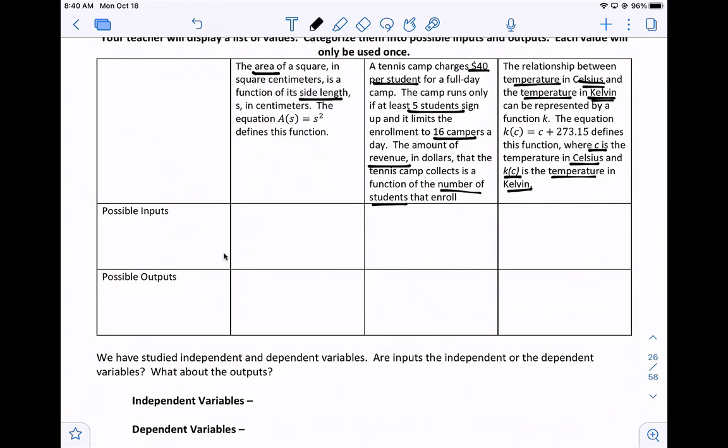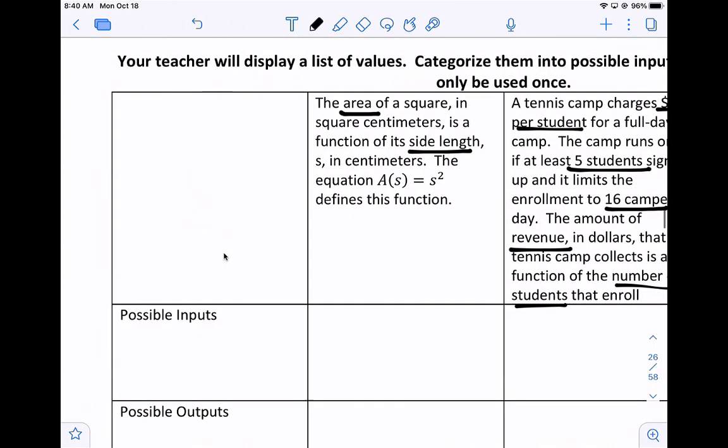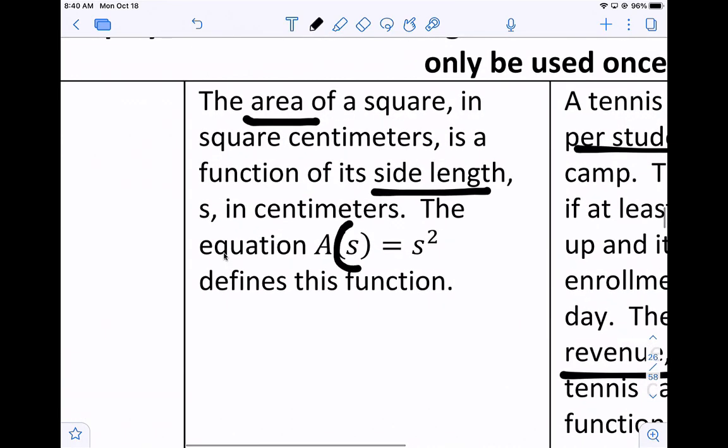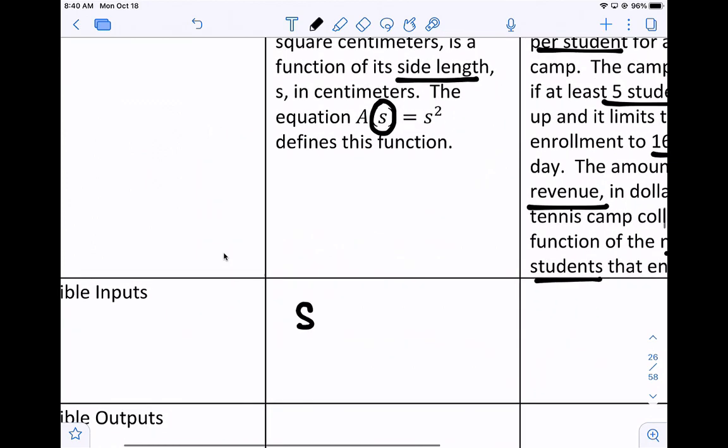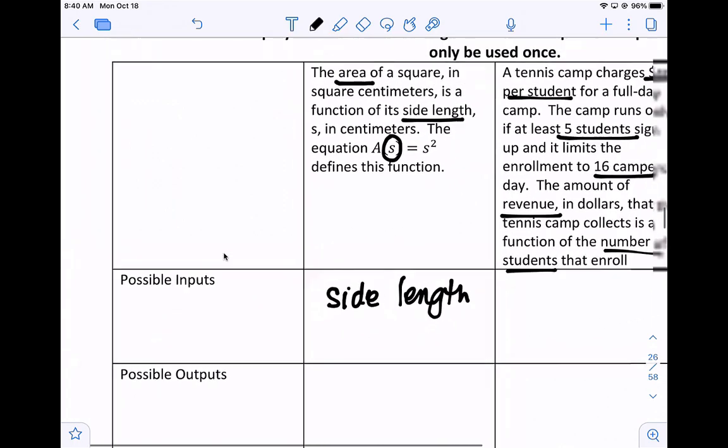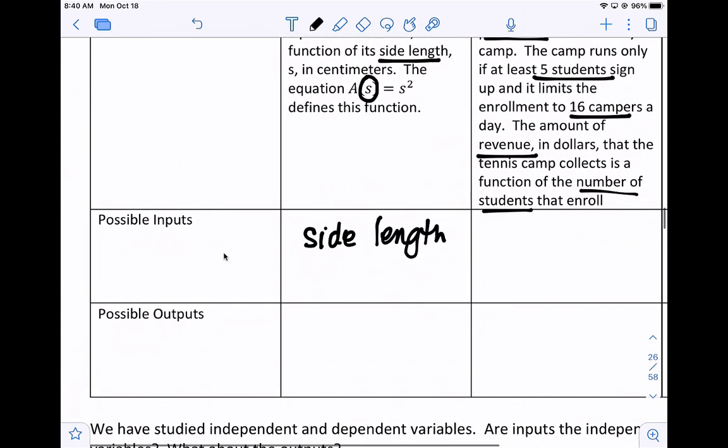So possible inputs, let's look at each equation. If we take a look at the first one, what is the input of this equation? It would be side length. Remember, input is in the parentheses. And then the output would be the area.